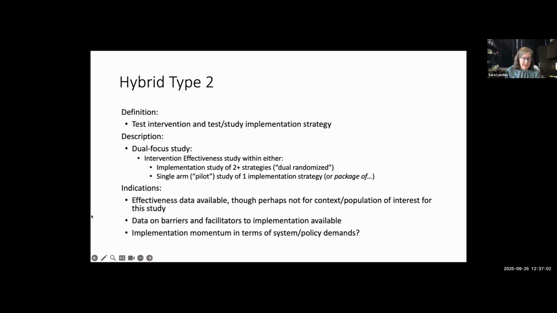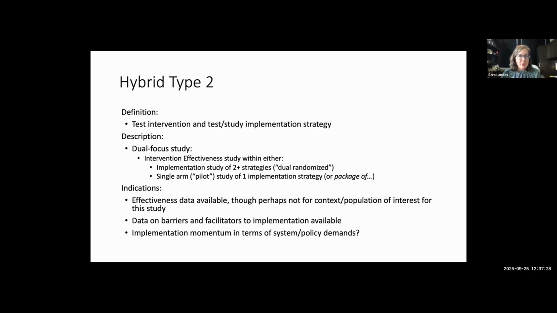All right, I'm checking my time. So back to our hybrid type 2. I think of the 3 types, the type 2 is the one that's liked least by most people, and it's my favorite. Type 2, I think, is the most murky. So you're testing both the thing and the implementation strategy. So it's a dual focus.